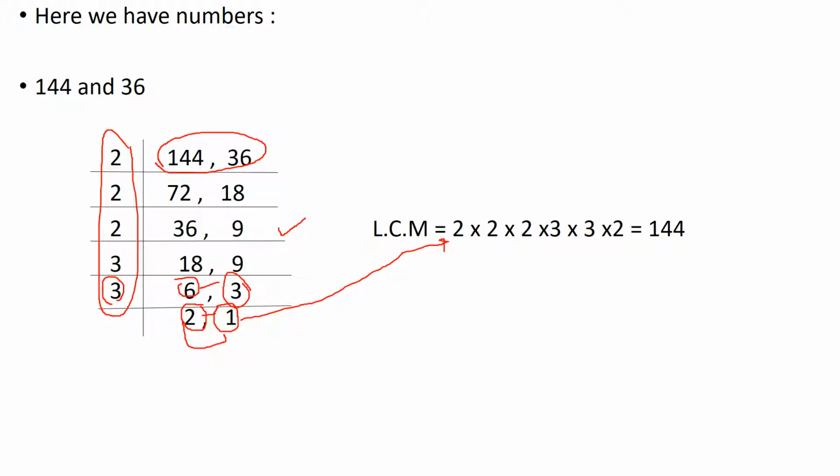But here I didn't mention a 1. As you know, if you multiply 1 with any number, it will give you the same number. So no need to add 1, but you have to add 2 here. I added 2 here, and then all the prime numbers here. 2 into 2 into 2, 3 into 3, and then you have to multiply all the numbers together. It will give you the answer 144.